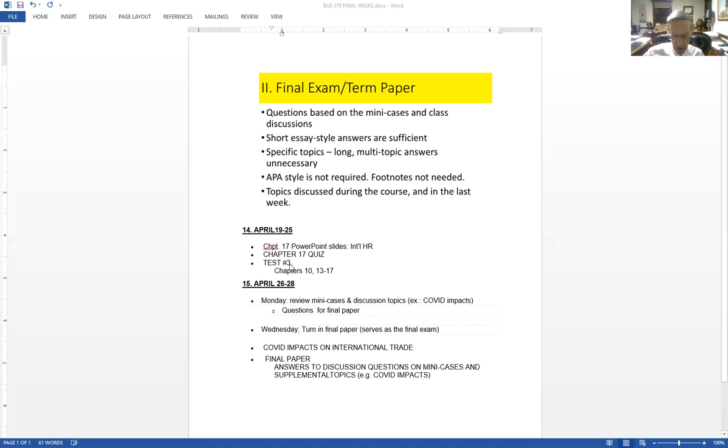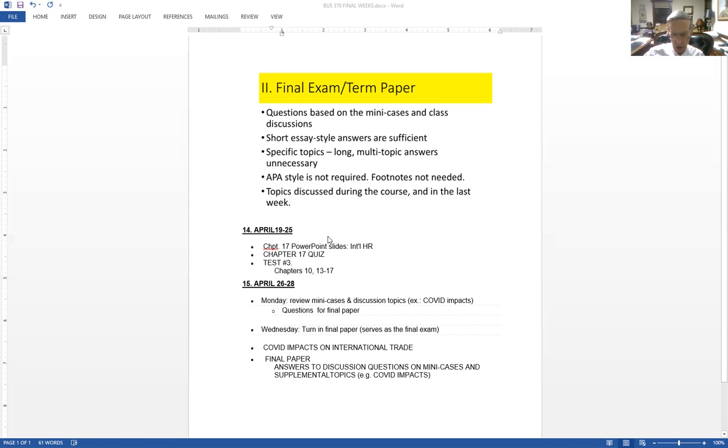But there will be test number 3 on chapters 10 and 13 through 17, as well as the many cases that have been discussed during that time since test number 2. So that's the last test. There's no final exam per se, but there are these 3 tests on the subject matter in this course that has a lot of chapters, doesn't it? 17 chapters, so you don't need a final exam.